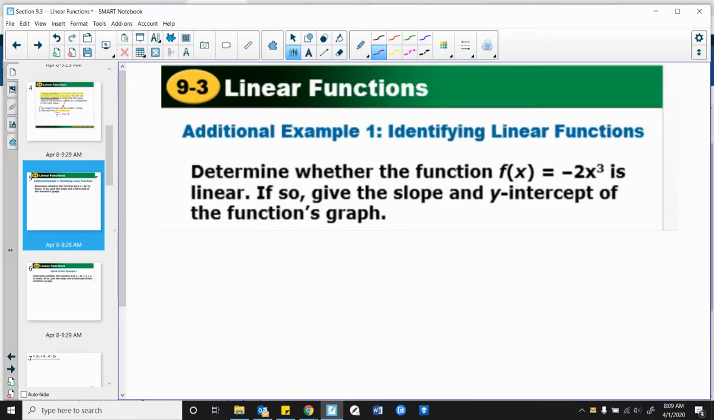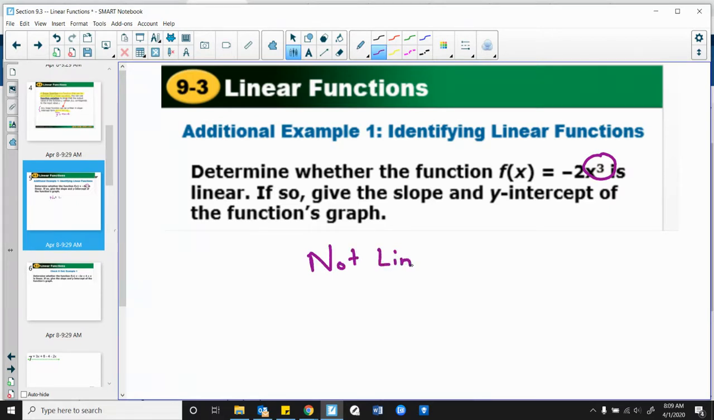Determine whether the function f of x equals negative 2x to the third is linear. If so, give the slope and y-intercept of the function's graph. If you think back to before we went on break, I had one rule that told you right away if an equation was linear or not, and it was if there's an exponent. If there is an exponent in our equation ever, we know that it is not linear.